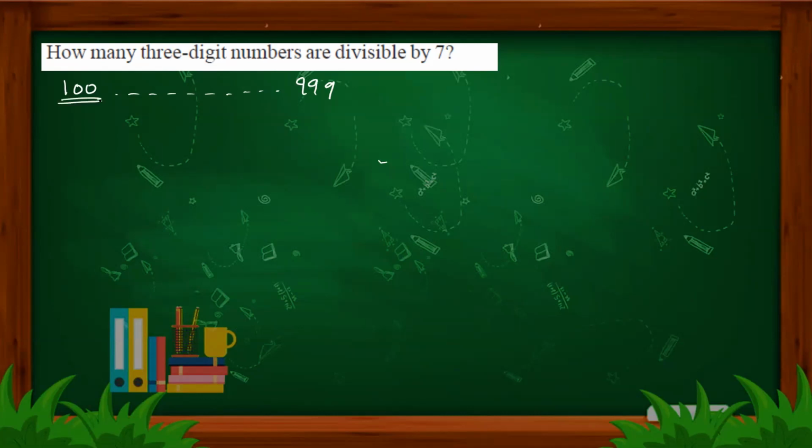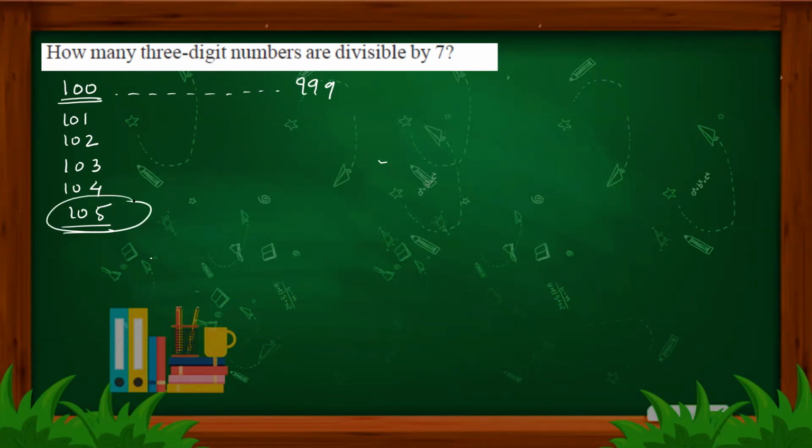Is 100 divisible by 7? No. 101, not divisible. 102, not divisible. 103 is also not divisible. 104, we are dividing it by 7. 105 is divisible by 7, right? 7 times 15 is 105. Okay, so 105 is the first three-digit number which is divisible by 7.